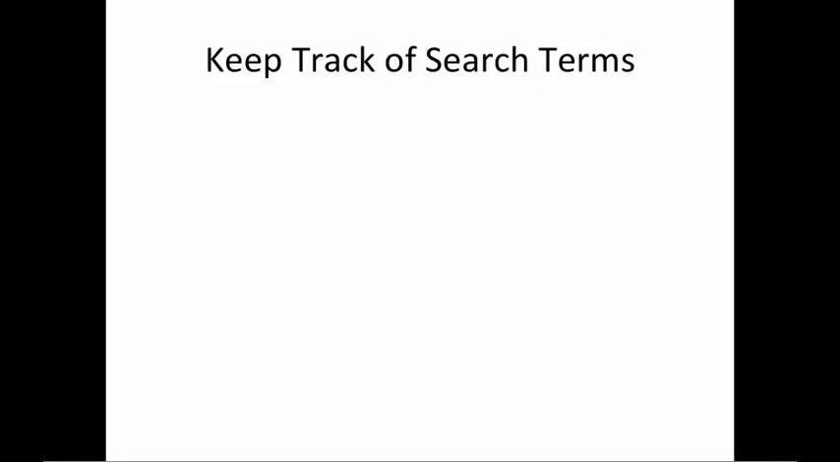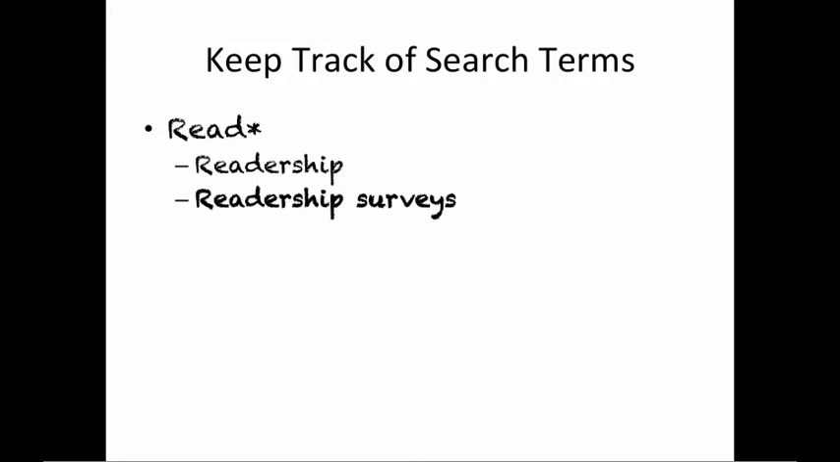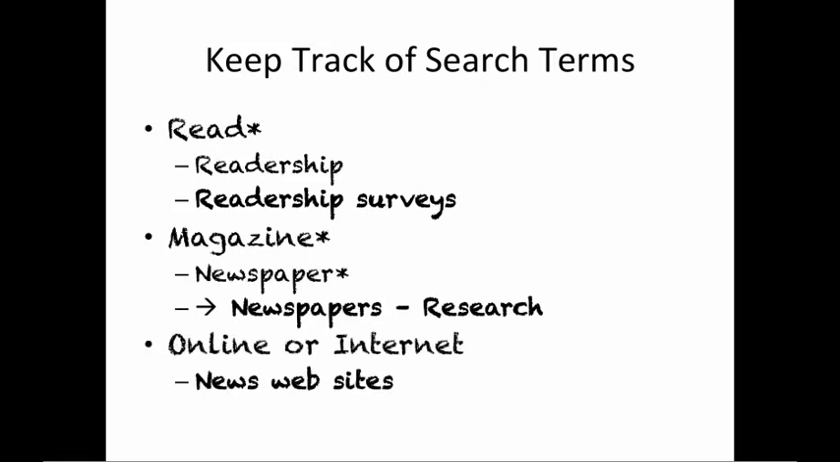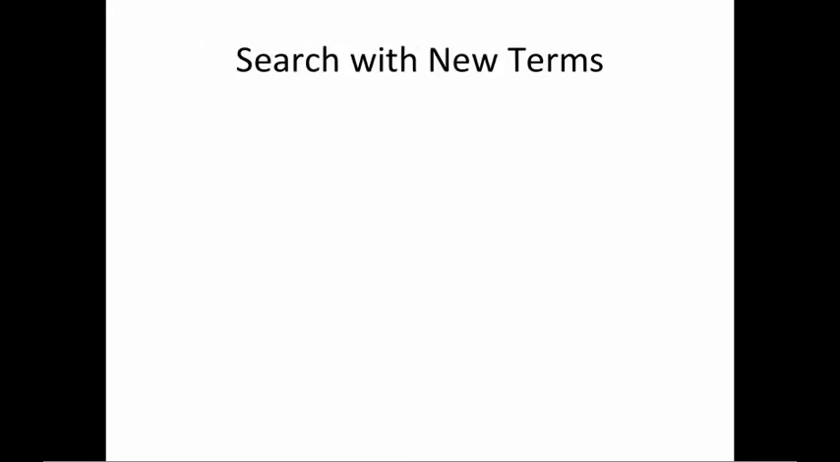I strongly encourage you to keep track of your search terms like we've just been going through. So read with the asterisk, readership surveys is a new one, might be useful. Magazine with an asterisk also leads to newspapers, which leads to newspapers research, might be useful. We started with online or internet. We're adding in news websites. So keep track of these and cross off the ones that don't work, write down the new ones, and then redo your search with new terms.